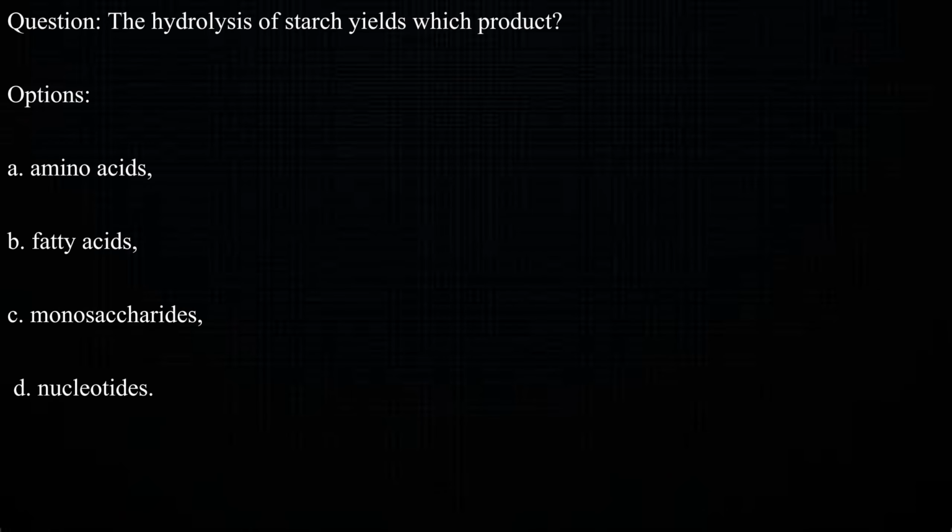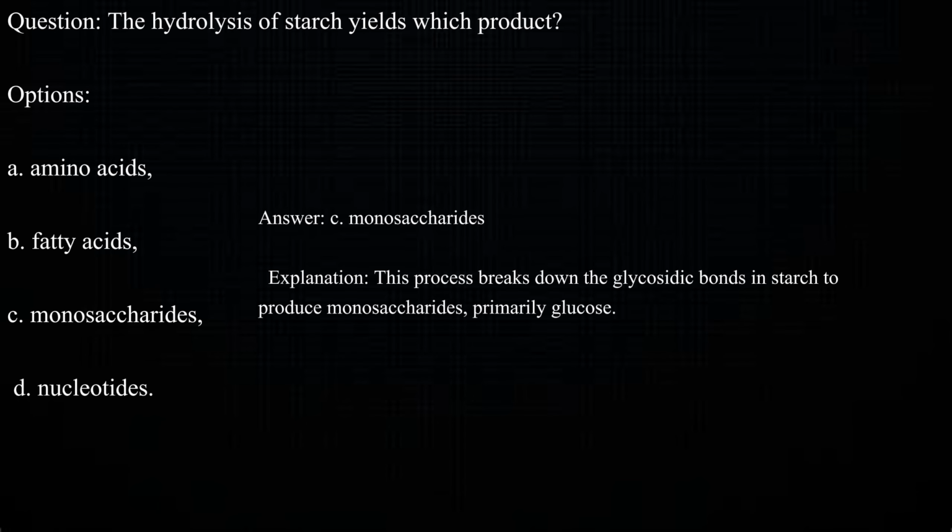Next, the hydrolysis of starch yields which of the following products? A, we have amino acids, B, we have fatty acids, C, monosaccharides, and D, we have nucleotides. The correct answer is option C, which is monosaccharides.